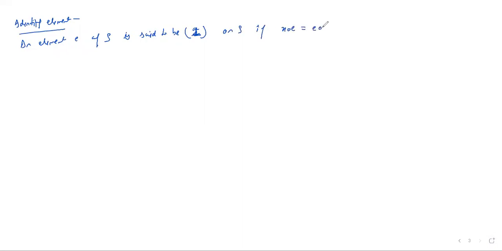Now we'll see the identity element in binary operators. An element E of S, depicted by I, is said to be identity for binary operator O on S if X O E equals E O X equals X for all X belongs to S. Okay, this is the definition for the identity element.